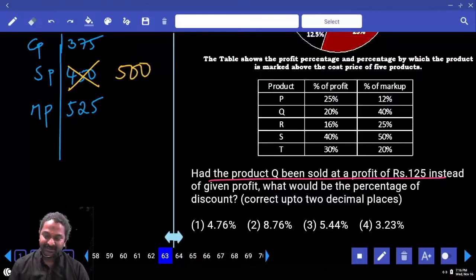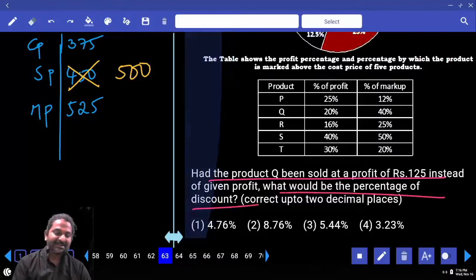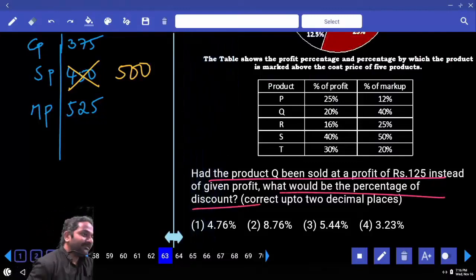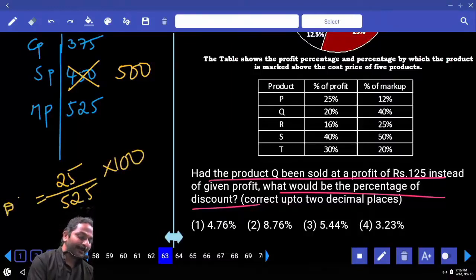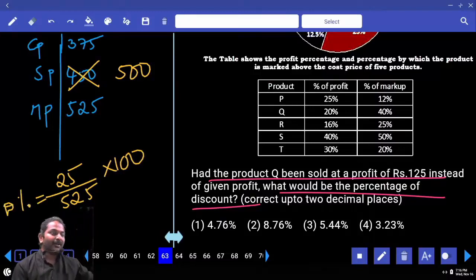Now what is the question? What would be the percentage of discount? What is market price? 525. Selling price? 500. How much discount is offered? 25 upon 525. Percentage? This is what the discount percent? What is 10% of the denominator? Our numerator is definitely less than that. What is 5%?